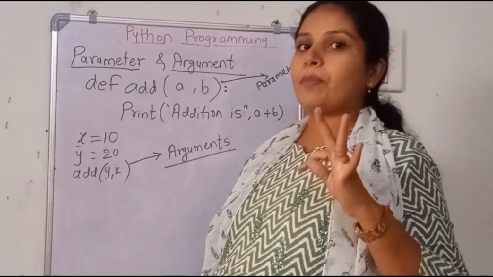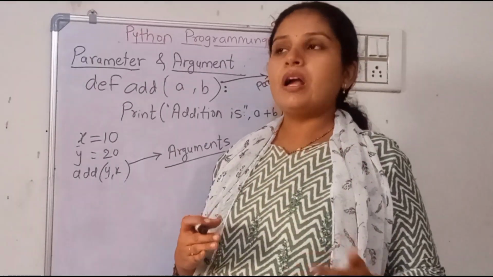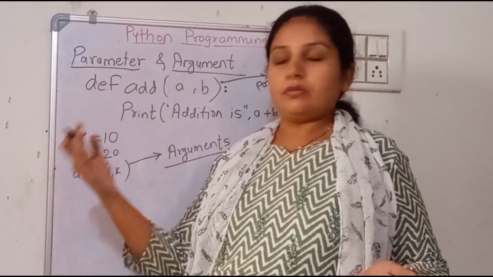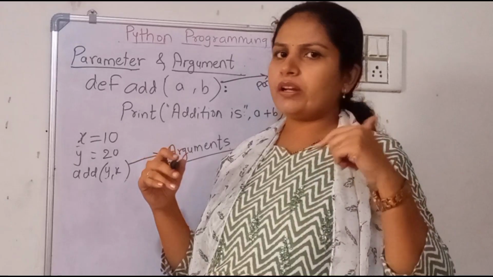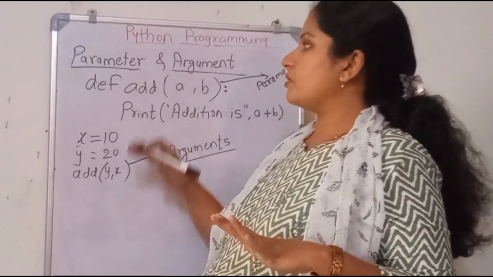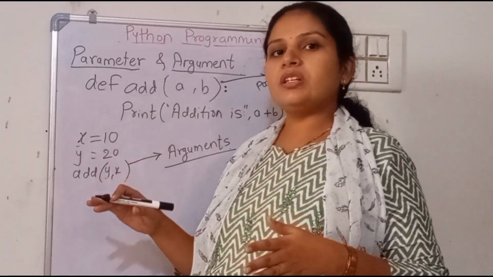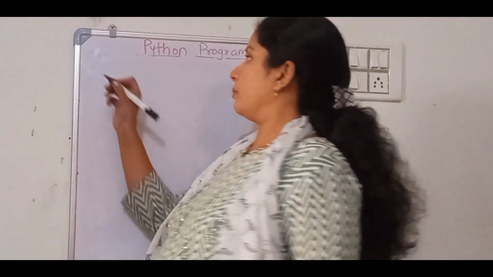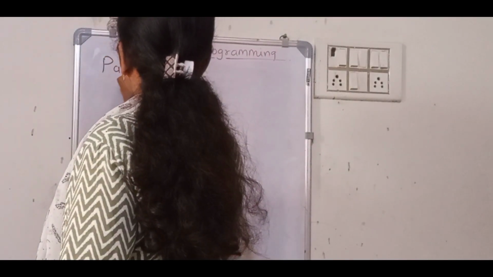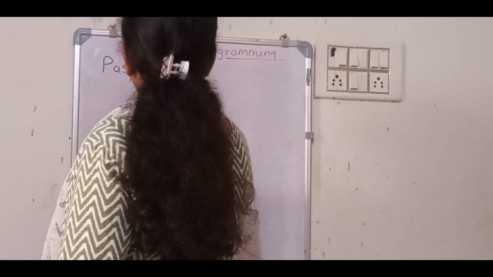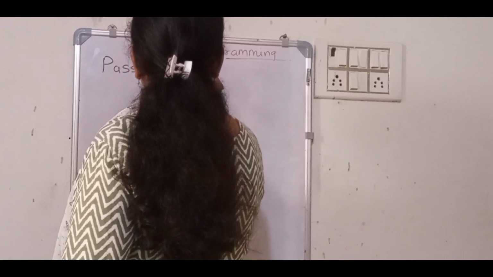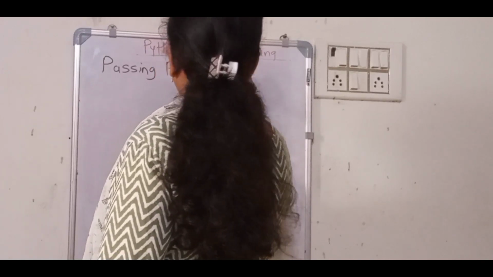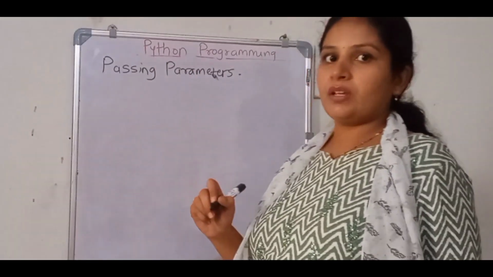There are three types of parameter value, that is how we can use and how we can pass the parameter value to the function definition or inside the program only. So this is the basic part. Now we are going to see the types of parameter. Now let's see the passing parameter concept. That means how we are passing the arguments or any value to the parameters inside the function, right?